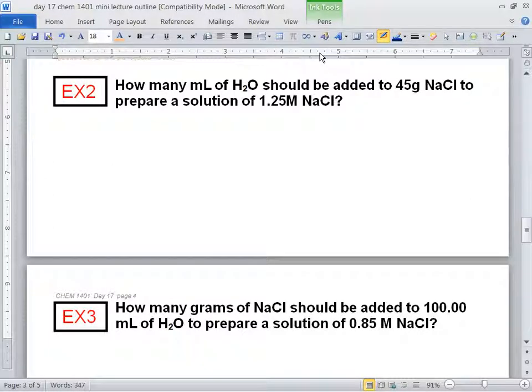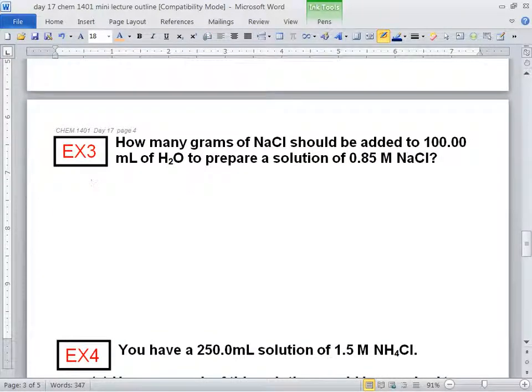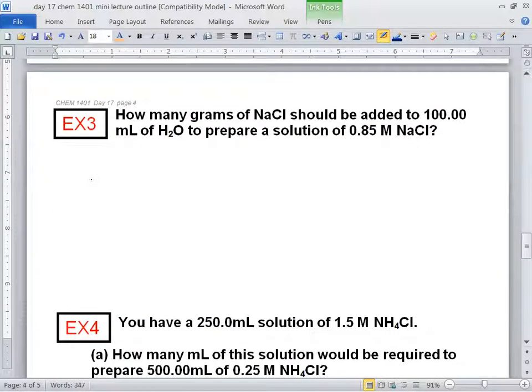Ashley, how about EX2? Which equation? She was really quick on it, because she's looking at it. She doesn't see two big M's. She doesn't see two volumes. Molarity. How about EX3? Tanya. Molarity again.